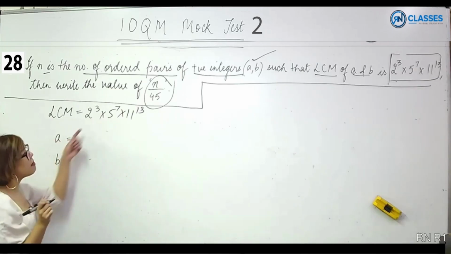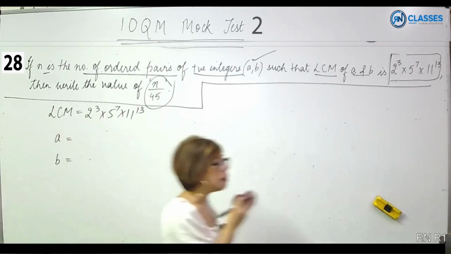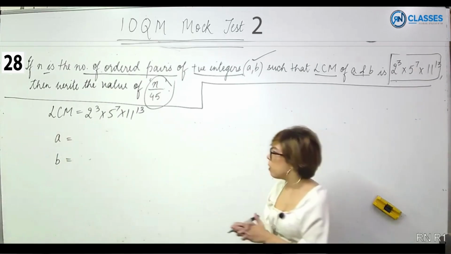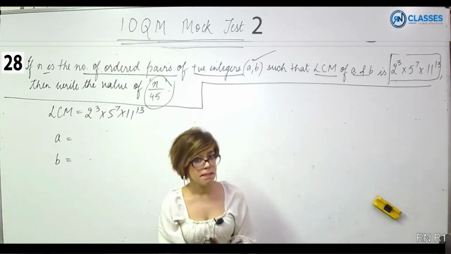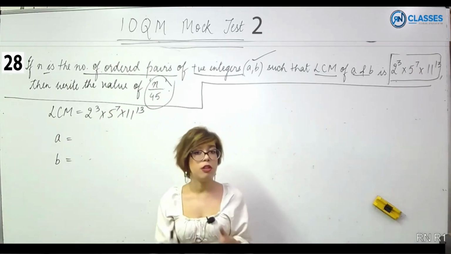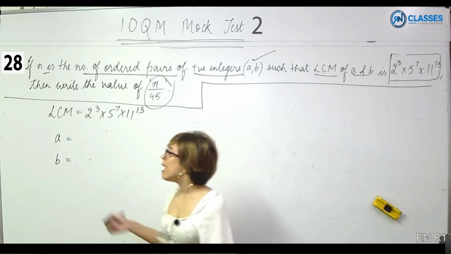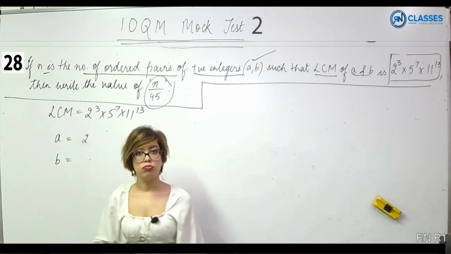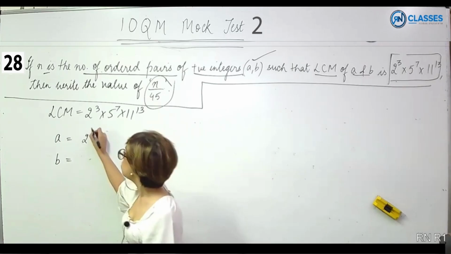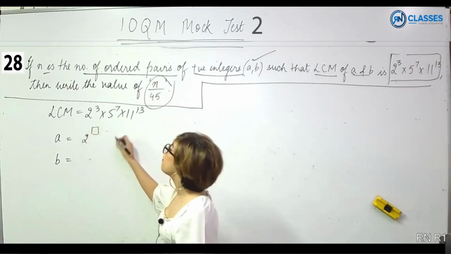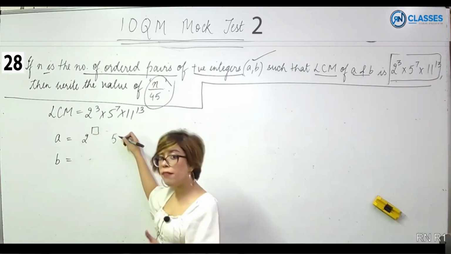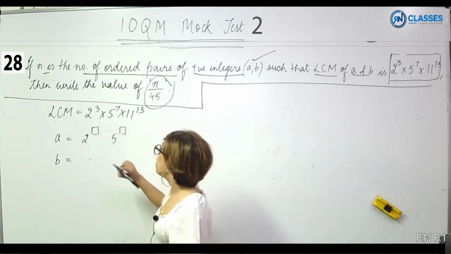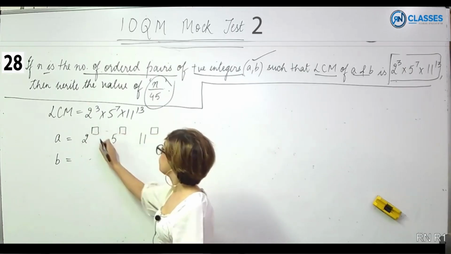Mind it, LCM is given to us, the lowest common multiple. Now we need to talk about the possible values of a and b. Mind it, a can have a factor of 2, and maybe some power of it. Along with this, it can have a factor of 5, may or may not have, 5 and its powers, and 11 and its powers.